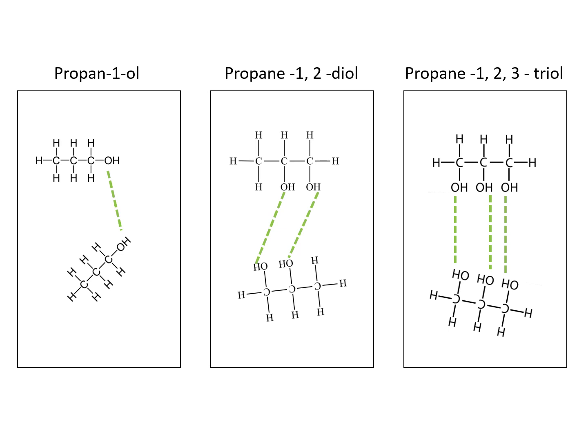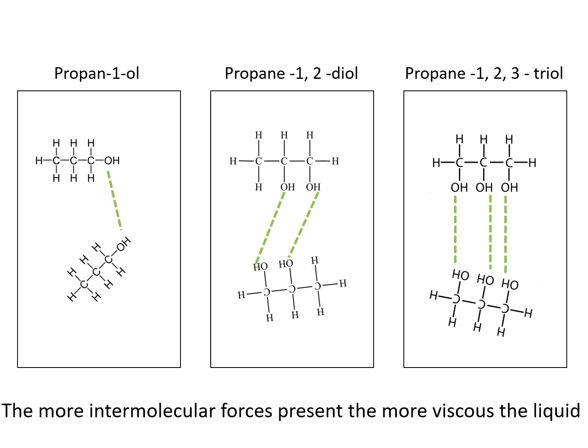So here's our three chemicals again. The ball bearing in the propane-1,2,3-triol took the longest time to get down, therefore that is the most viscous chemical. And the reason why it's the most viscous is because you have lots of these hydrogen bonds. So the more intermolecular forces present, the more viscous a liquid is.